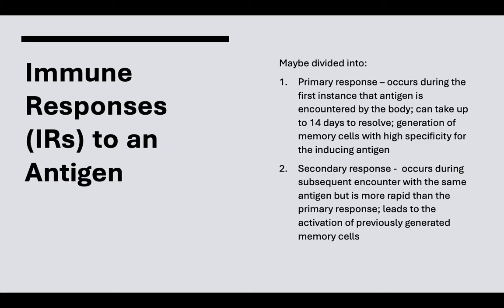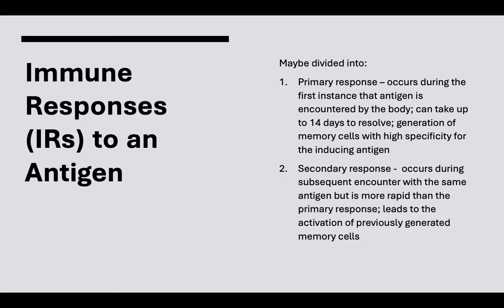So we divide immune responses to an antigen into two phases, into two waves. So we have the primary wave or the primary response, which happens during the first instance that the antigen is encountered by the body. It can take up to 14 days to resolve, so quite long compared to the secondary wave. And the goal or the end point of the primary response is to generate a set of memory cells that have high specificity for the inducing or the sensitizing antigen.